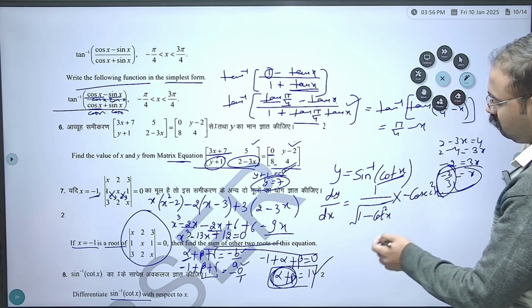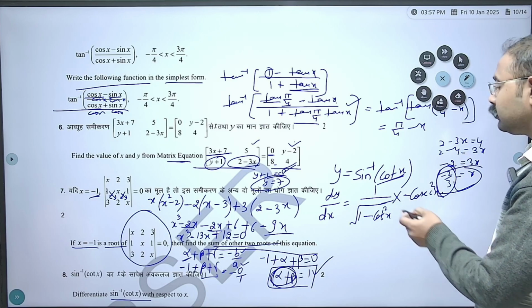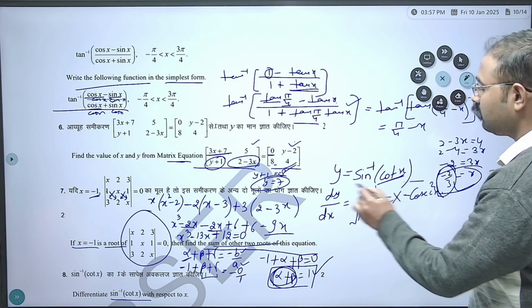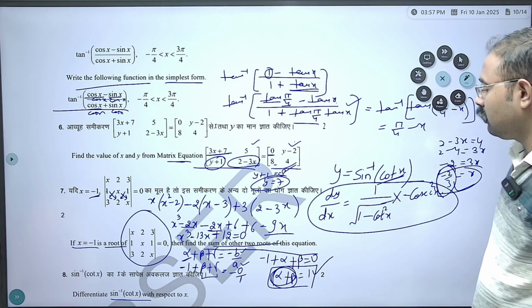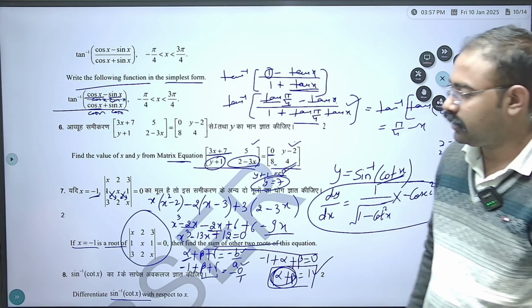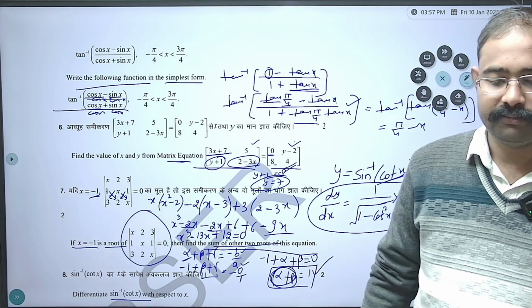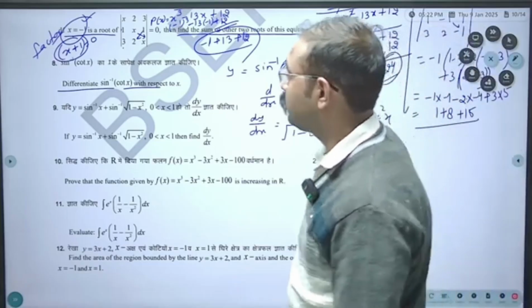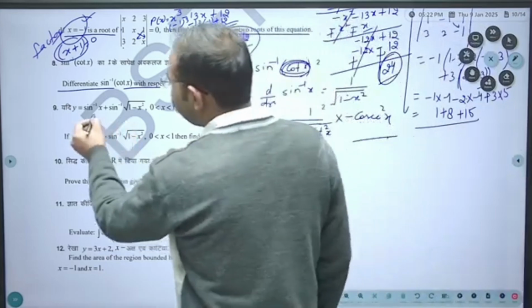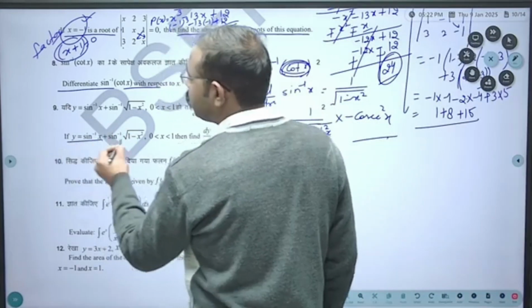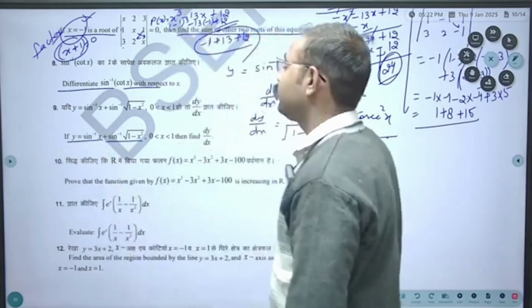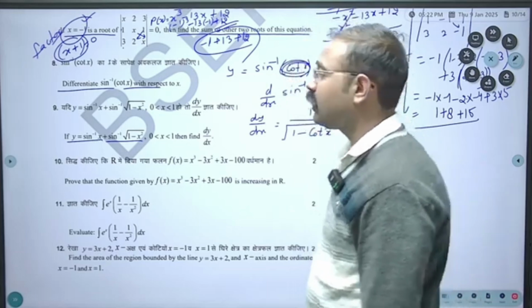So finally our answer is minus cosec square x upon root 1 minus cot square x. So let's move towards the next question. Next, it is given to us y is equal to sine inverse x plus sine inverse root 1 minus x square, and we have to find dy by dx.